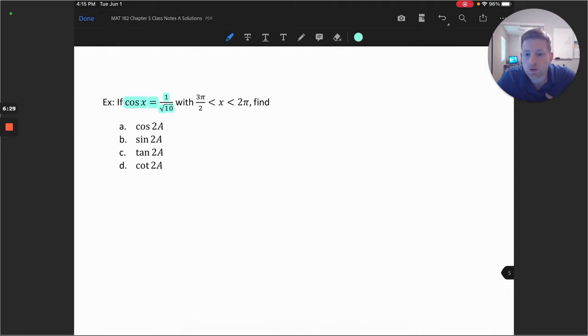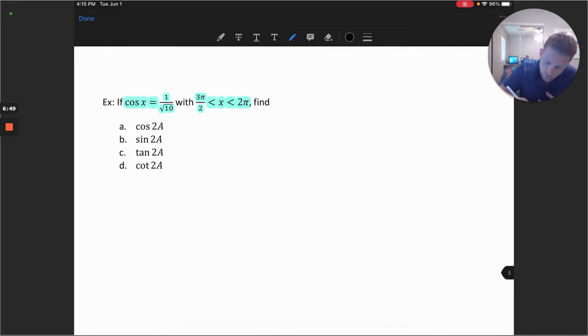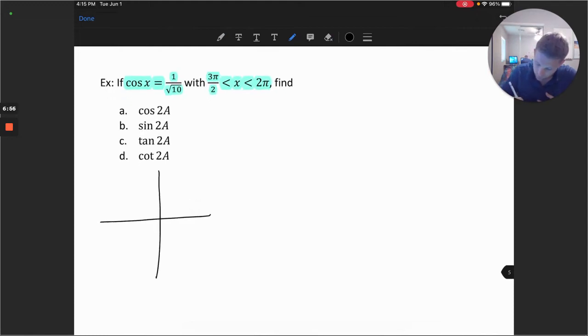All right, so let's start with identifying at least what quadrant we're in. If I'm in this range right here from 3 pi over 2 to 2 pi, well, this would be equivalent to saying we are terminating in the fourth quadrant. So let's take a look at building a picture for this. I'm going from 3 pi over 2 to 2 pi. This is in the range of the fourth quadrant, bottom right.